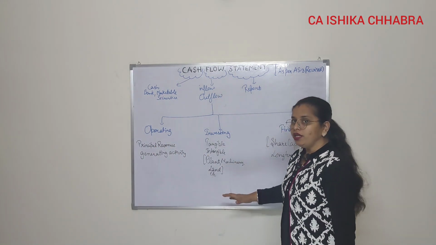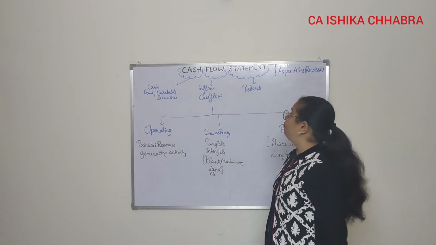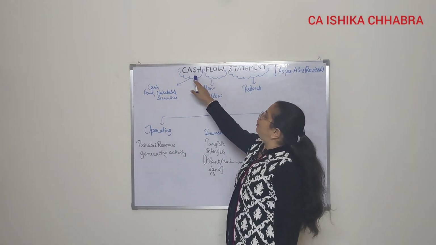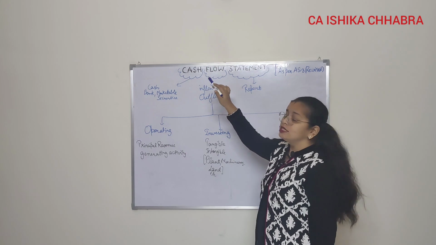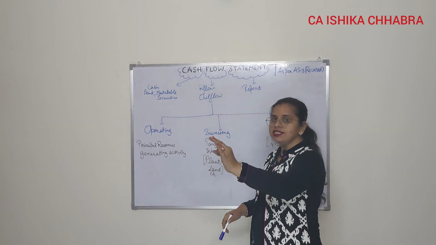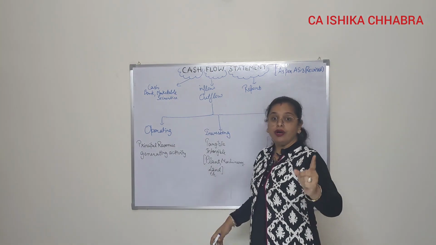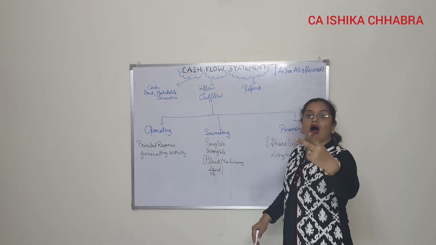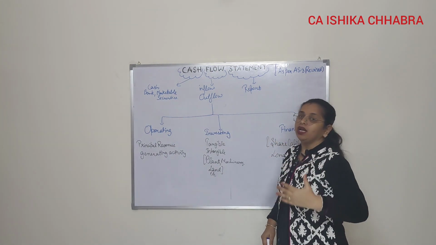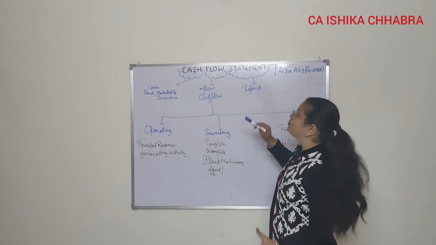Okay, got my point? So first of all, as I told you, cash flow statement, it is divided into 3 parts, CFS. First is cash. Cash means cash, bank, marketable securities. Flow means inflow, outflow. Okay, coming in and going out, and statement is a report.